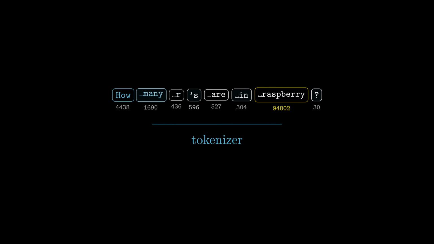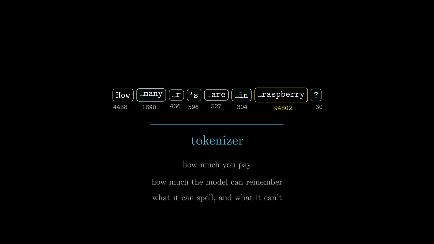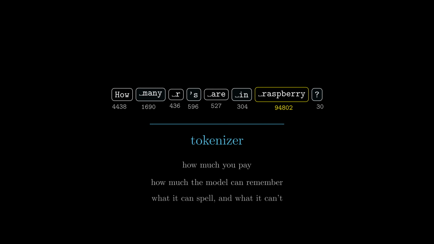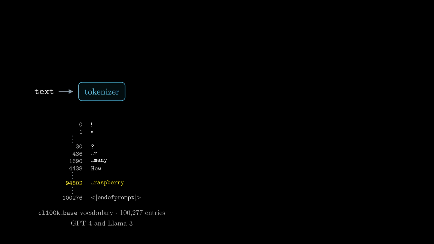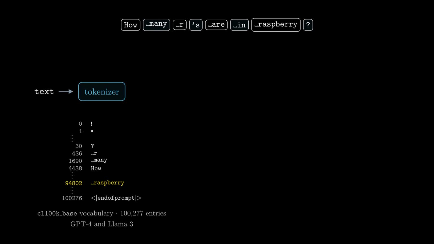It decides how much you pay, how much the model can remember, what it can spell and what it can't, and almost nobody explains it. Every language model has the same front door. Text goes in, and the first stop is the tokenizer. It does one job. It owns a list, the vocabulary, and it cuts your text into pieces that are on the list. Each piece is a token. Each token's position in the list is its ID.